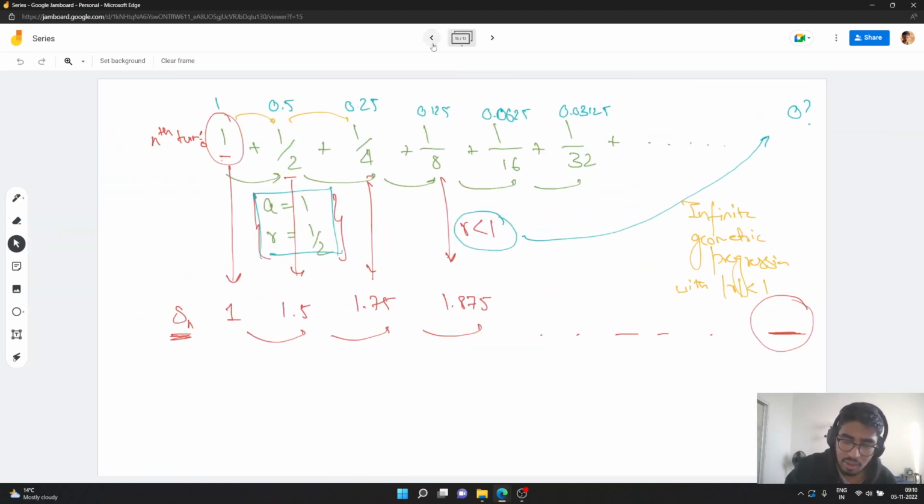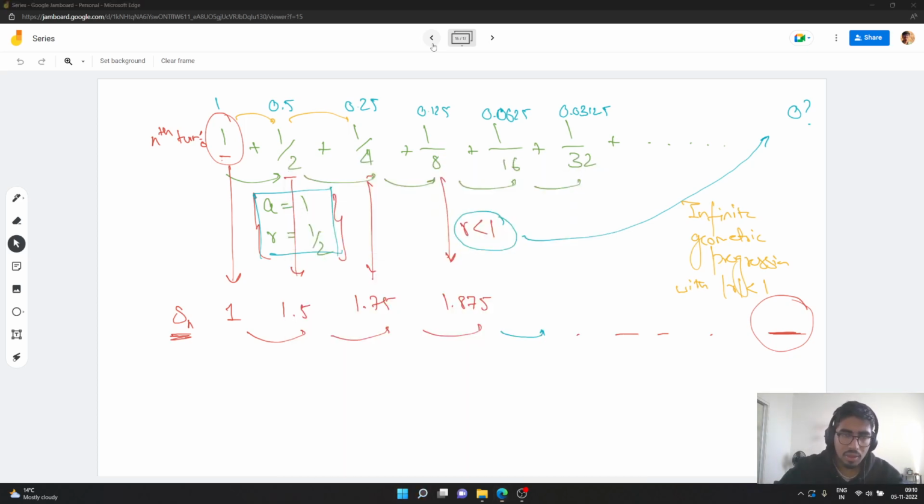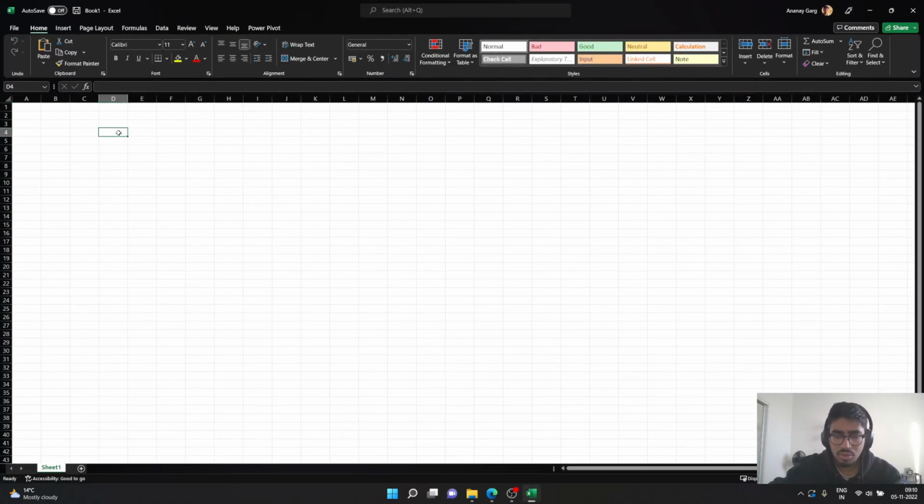So let's check whether the sum is 2 or not. It looks like the sum is becoming a little bit bigger, but then the next consecutive sum might not be as much bigger. So let's quickly make it in Excel and see if that makes sense. So we have 1, then 1 half. Let's write it as a formula saying that the one above divided by 2 is the next one, right? So we just drag it down.